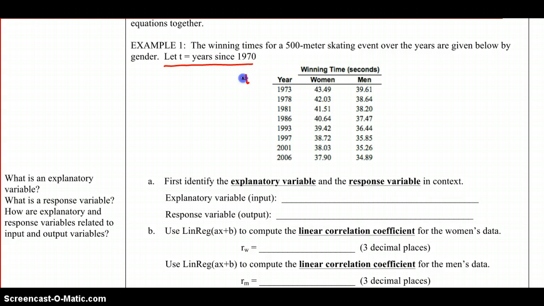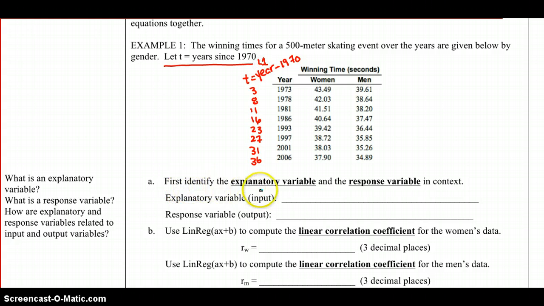So for T, we're going to basically take what's in the year column and subtract 1970. So this will be 3, 8, 11, 16, 23, 27, 31, and 36. Okay, so this is going to be our L1.